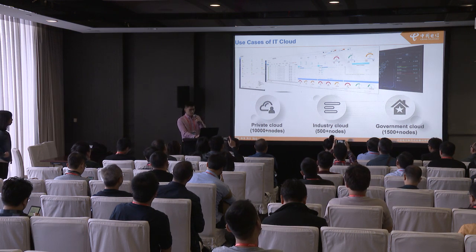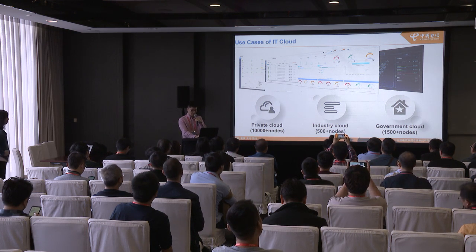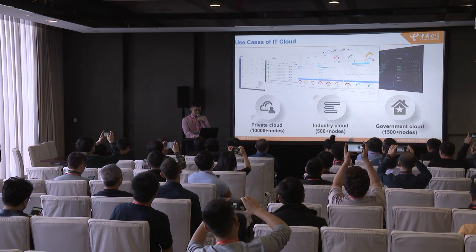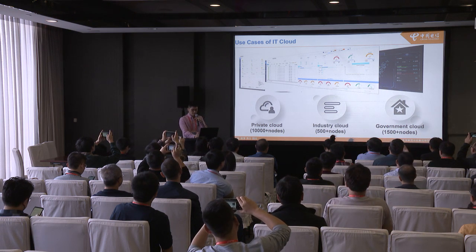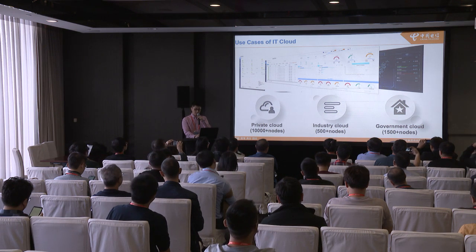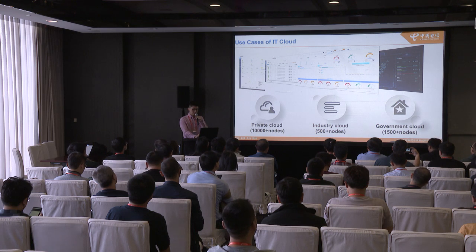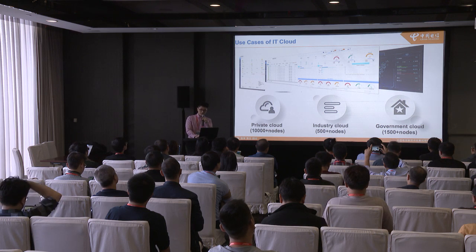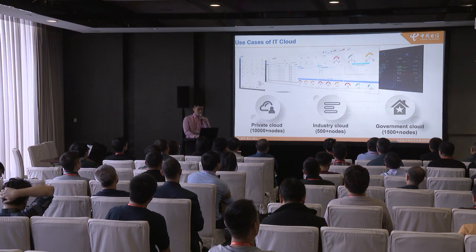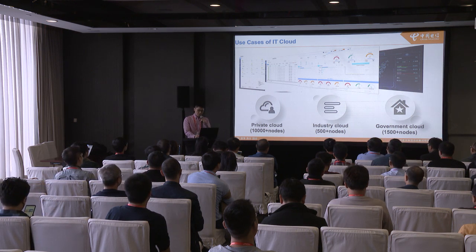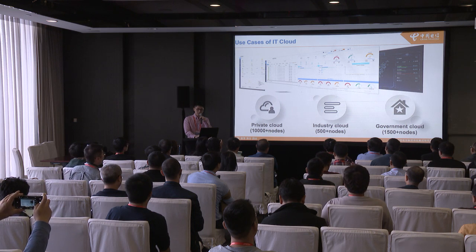So here we have more snapshots from the IT cloud systems from the CMP. We manage more than 10,000 nodes for the private clouds, including our very own City Business Cloud, the Zhufeng Insurance private cloud, and the very glamorous Beijing Second Airport cloud, and the Civil Aviation Clearing Center cloud. For industry clouds, we manage more than 500 nodes, including our applications in Zhejiang Industrial Cloud and Suzhou Taihu Cloud. And for government clouds, the CMP manages more than 1,500 nodes, but I cannot tell you where they have been applied. Sorry.